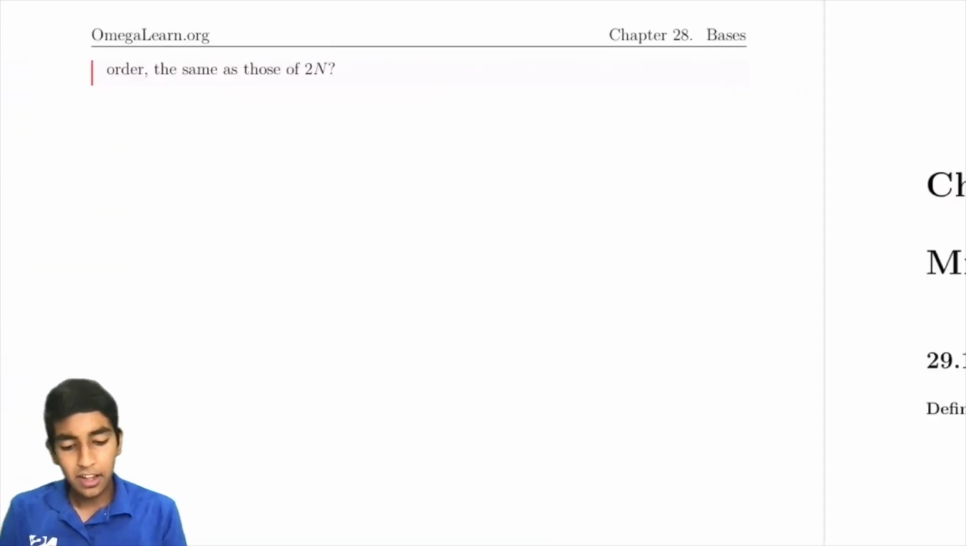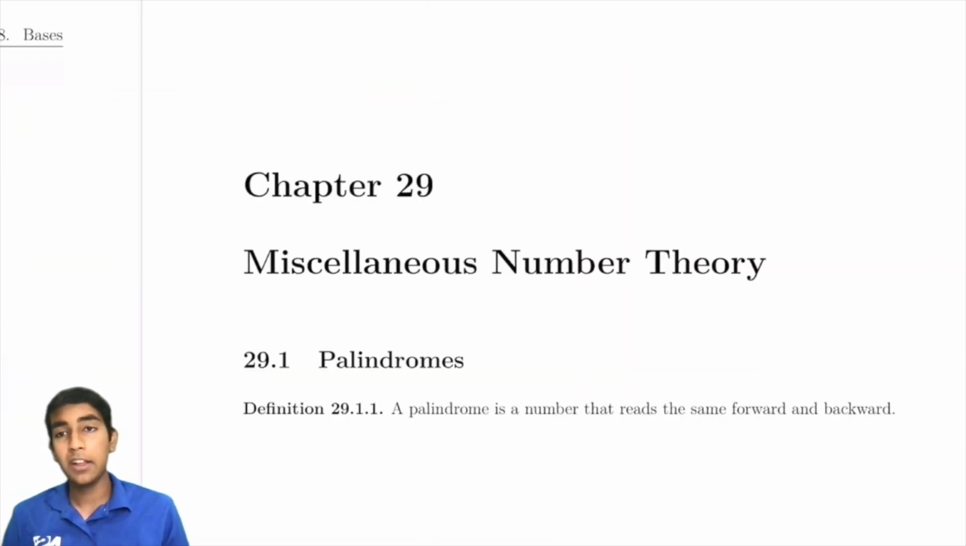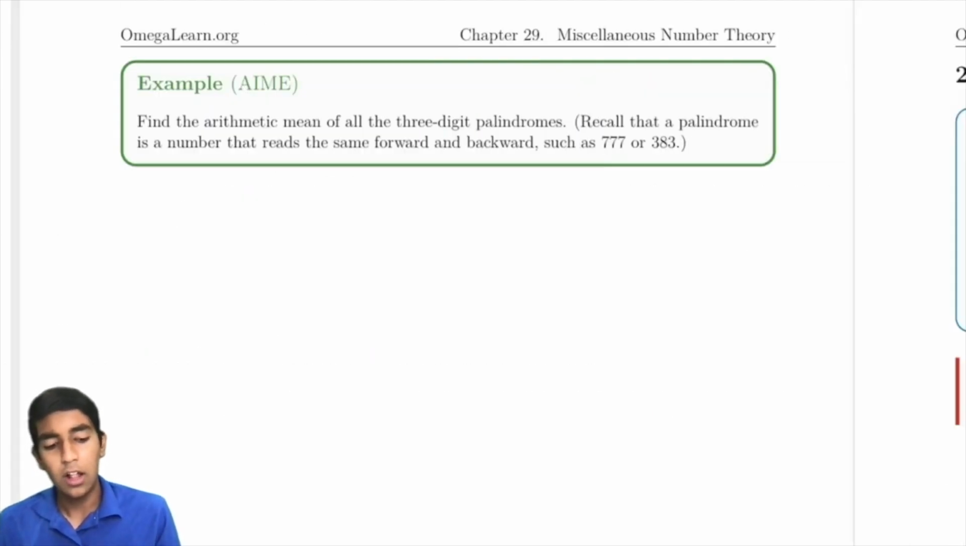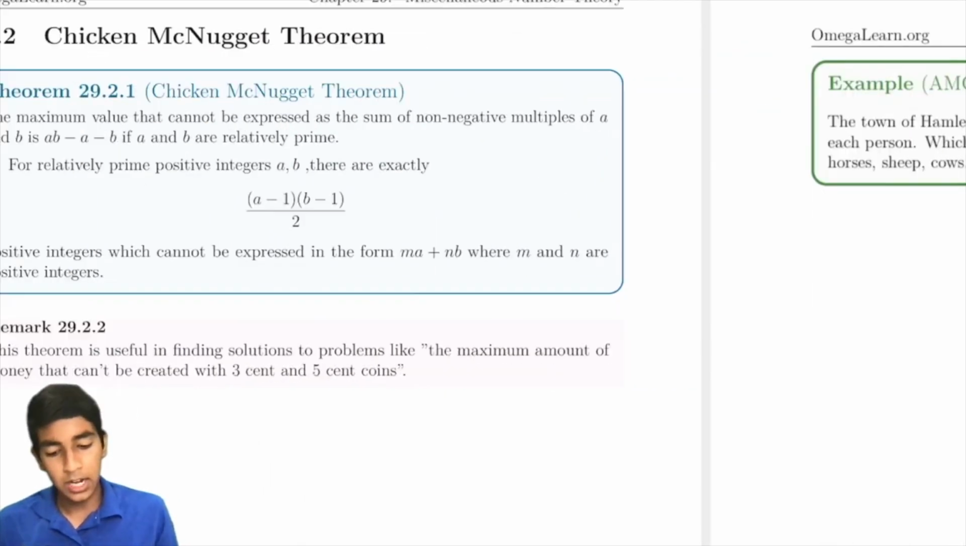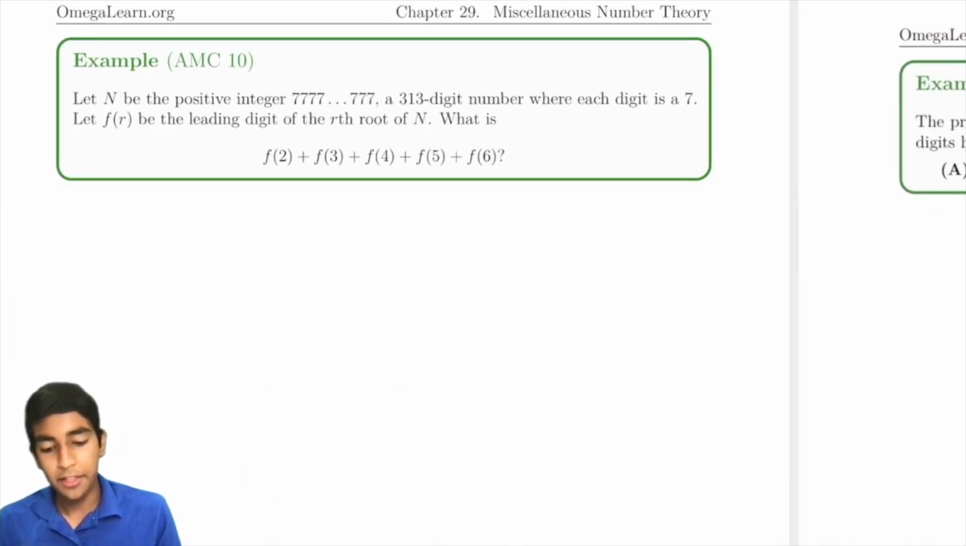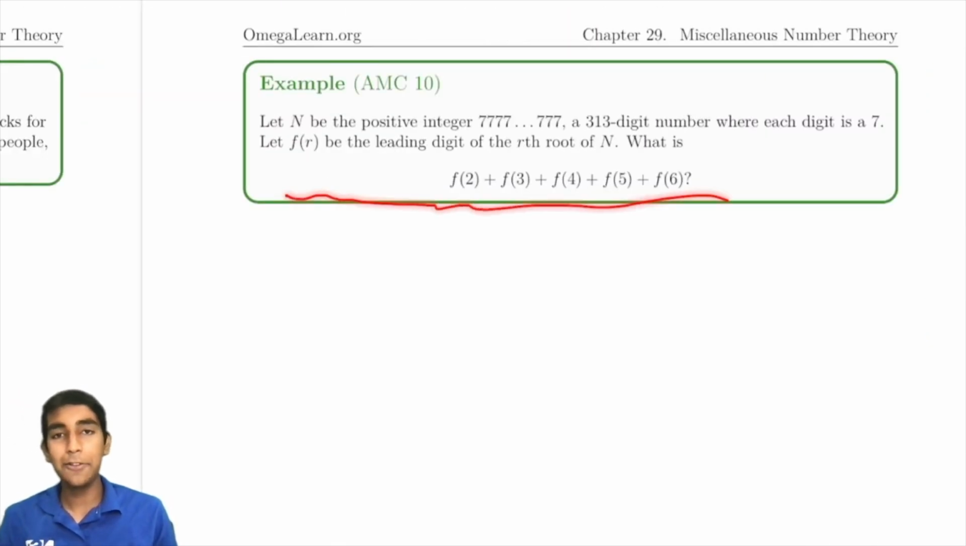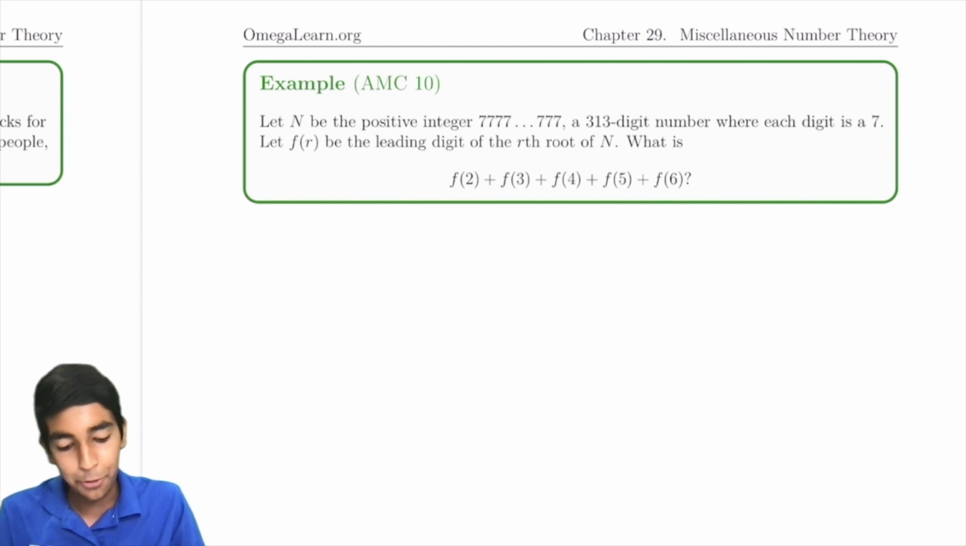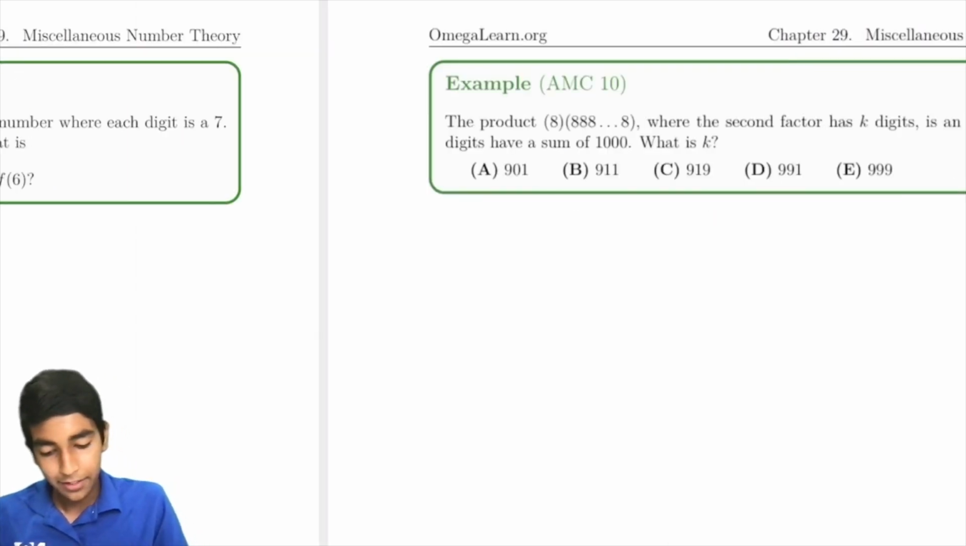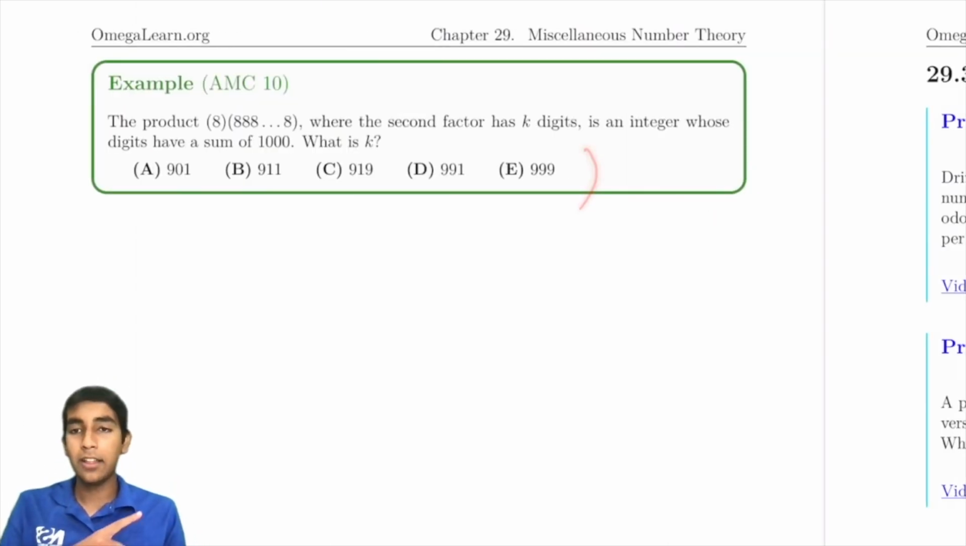So number theory is a very cool topic, but there are some topics that are just miscellaneous and they're still important to know, like palindromes, the chicken McNugget theorem, and many more. And there are some cool problems that don't really fall into any topic, but they're still interesting and fun to solve, like this cool problem here, or even this one here. Let's take a look in the next video.